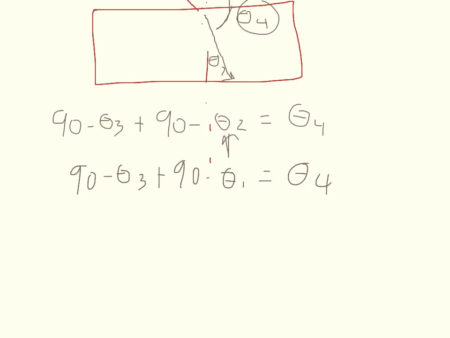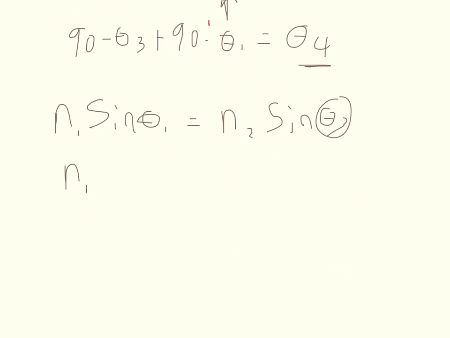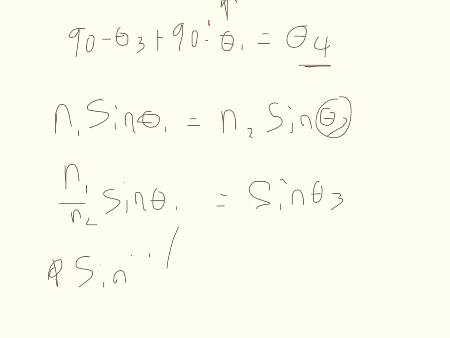Now we have theta 4 as an unknown, but the only other unknown we have is theta 3. We can find that using Snell's law. So n1 times the sine of theta 1 is equal to n2 times the sine of, we'll call it, theta 3. And n2 is the index of refraction for my ice block. I want to solve for theta 3, and the way you'll do that is divide by n2. So n1 over n2 times the sine of theta 1 is going to equal the sine of theta 3. And I just take the inverse sine of both sides. And what I get is that the inverse sine of n1 over n2 times the sine of theta 1 is equal to theta 3.